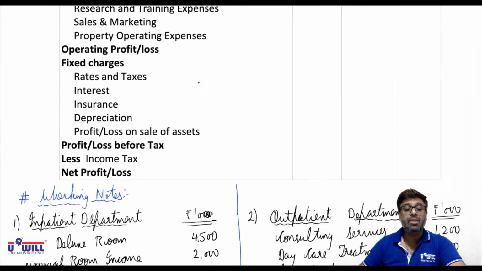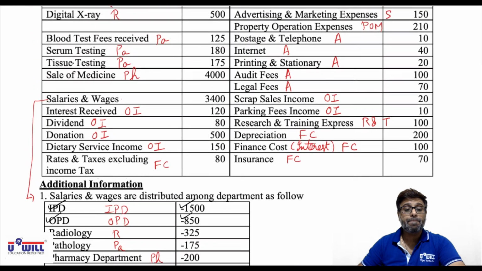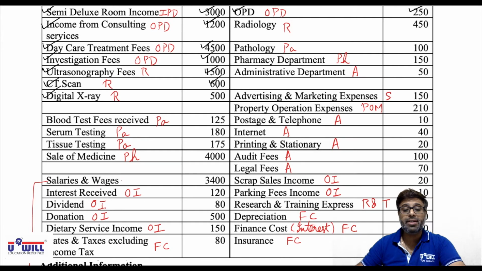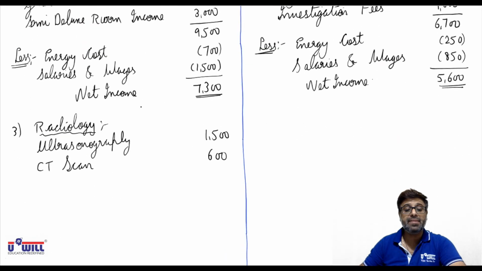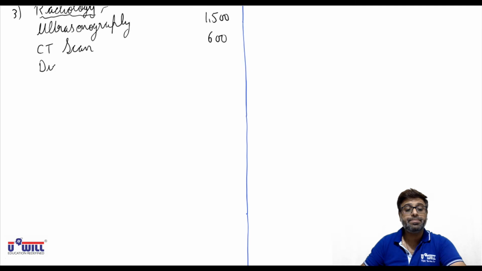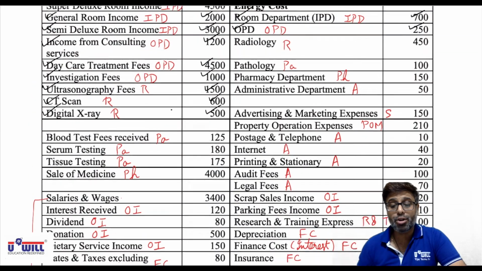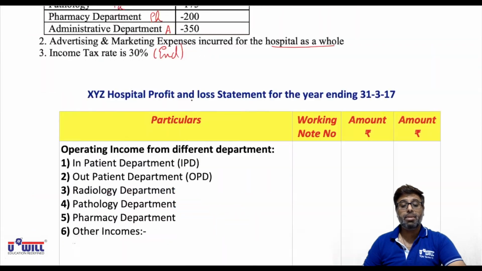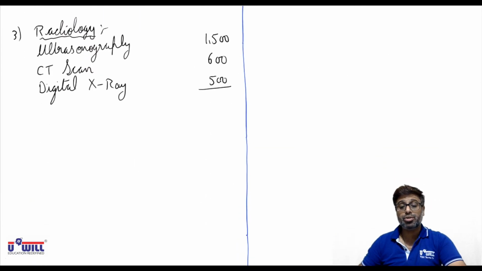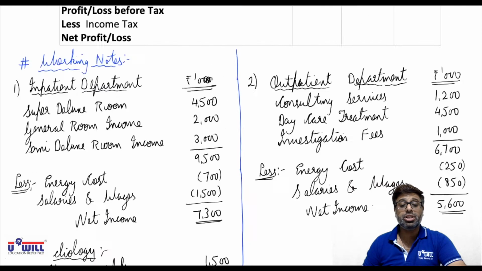Then after CT scan we have digital X-ray of 500. Then any other item marked as R, no other income of radiology is there. So total amount will come to 1500 plus 500, 2000 plus 600, 2600. From that we will minus all the expenses of radiology department.